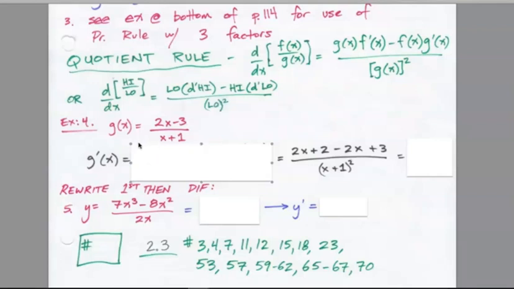So what's it going to be? What goes first? We've got low d high minus high d low. So what goes first? The low, which is this, times the derivative of the high, which is 2. So it's going to be x plus 1 times 2 to start out, and we'll get that on top. And then over here we get minus high d low, so minus the entire numerator times d low, which is just 1. So that's going to be minus, and make sure you put everything in parentheses so this minus sign distributes.